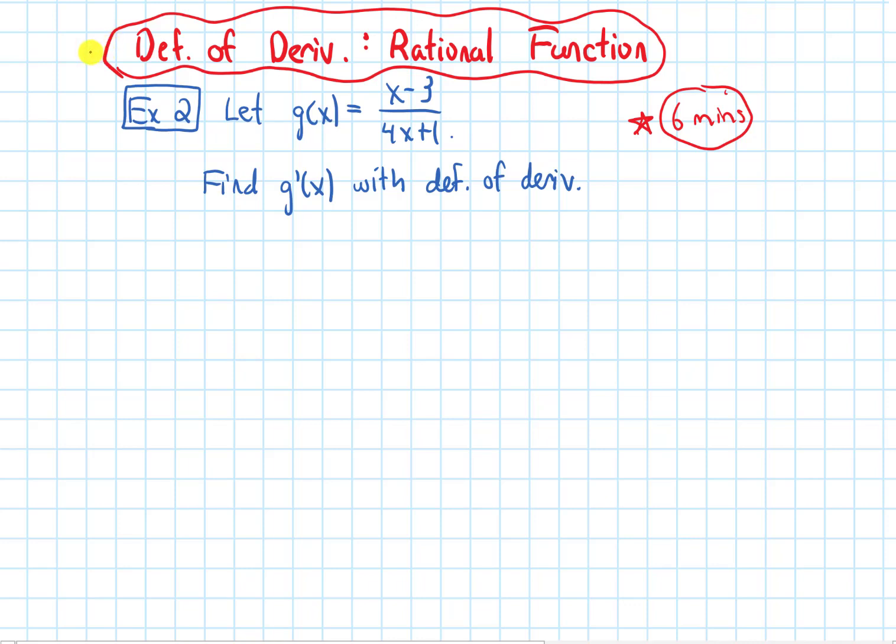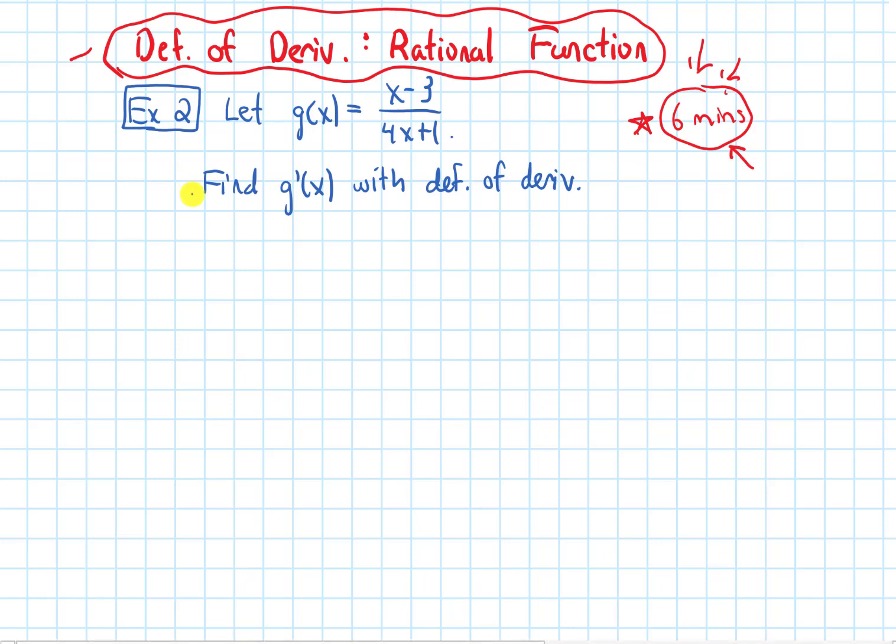In this video, we will do a definition of a derivative practice problem involving a rational function. The question says to let g of x be x minus 3 over 4x plus 1, and we want to find the derivative with the definition of a derivative. I want to start by giving you 6 minutes to try this on your own. So 4, 3, 2, 1, pause it and try it for 6 minutes first.